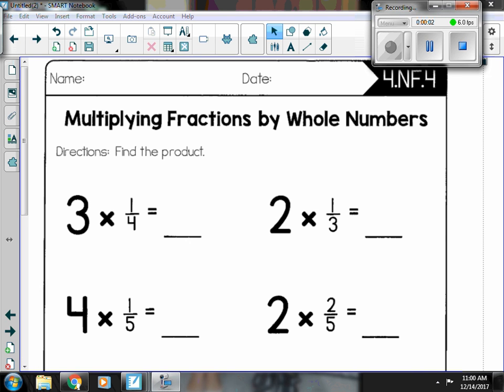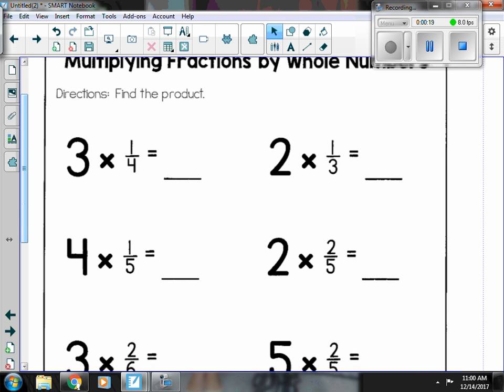This review is for multiplying fractions by whole numbers. And we've talked about how fractions are division problems. So really what we are doing in kind of one step and sometimes two is multiplying and dividing at the same time. So when we multiply by a whole number, we're just multiplying it by that numerator.